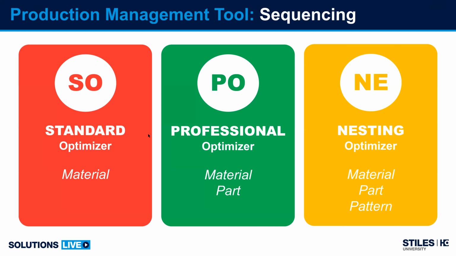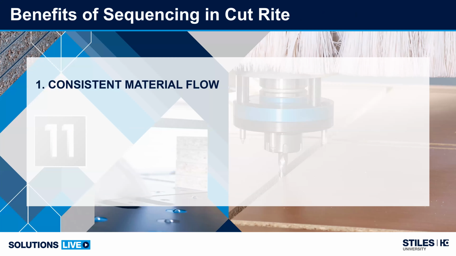So again, this is a kind of a recap, and this actually went faster than I thought it would. Standard optimizer can handle your material sequencing. Professional optimizer can handle the material and the part sequencing. Nesting optimizer can do your material, your part, and your pattern sequencing, with the full goal of getting your consistent material flow from your warehouse all the way through to your machines.